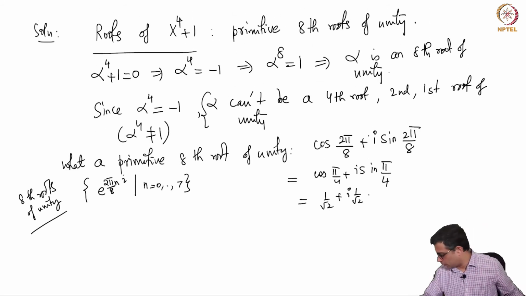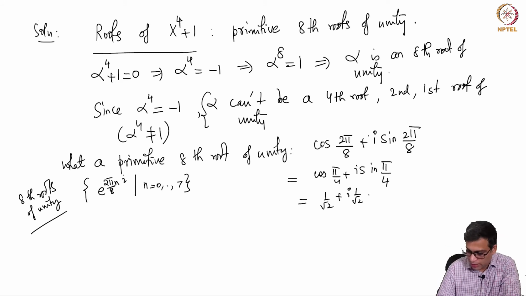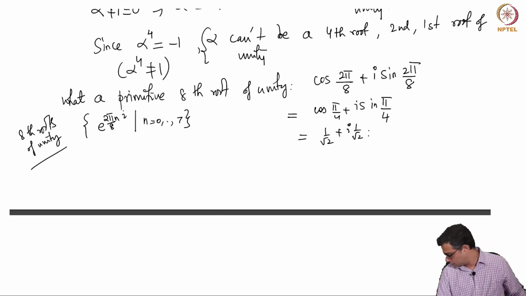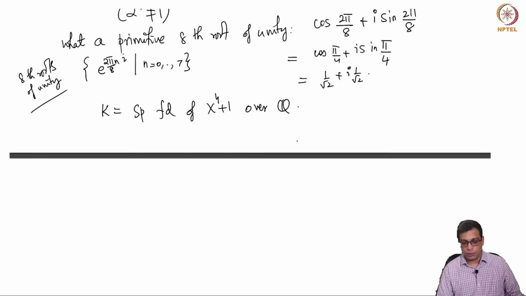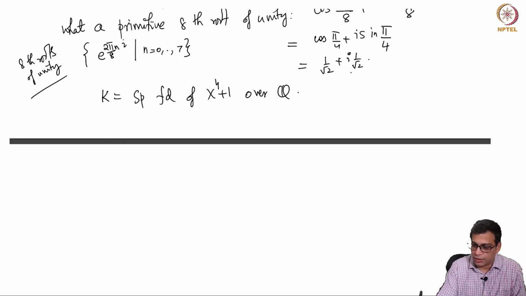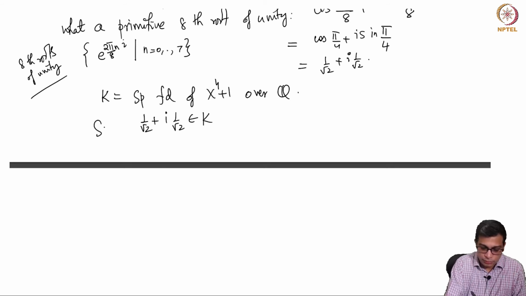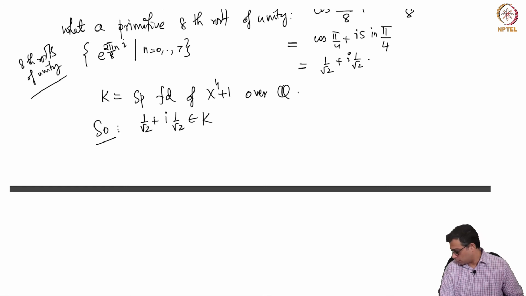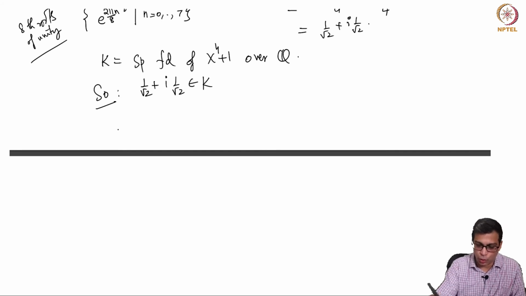Okay, now if you think about this, this is what I want to say for now. So let K be the splitting field of x^4 + 1 over Q. What we have now shown is that 1/√2 + i times 1/√2 is in K.